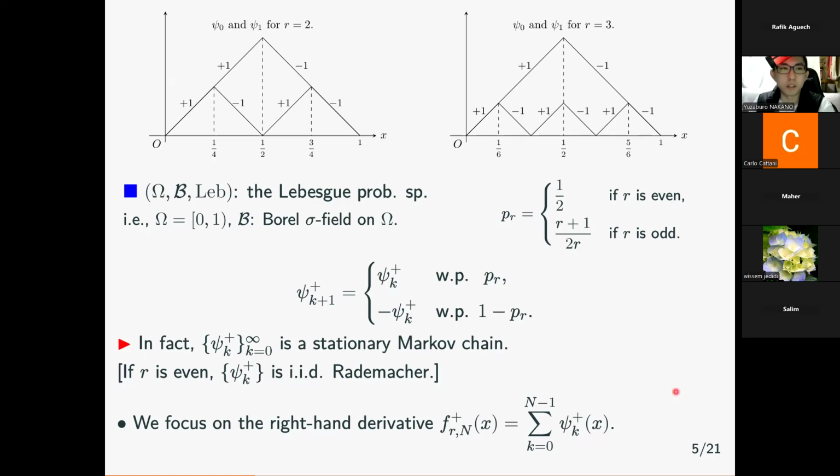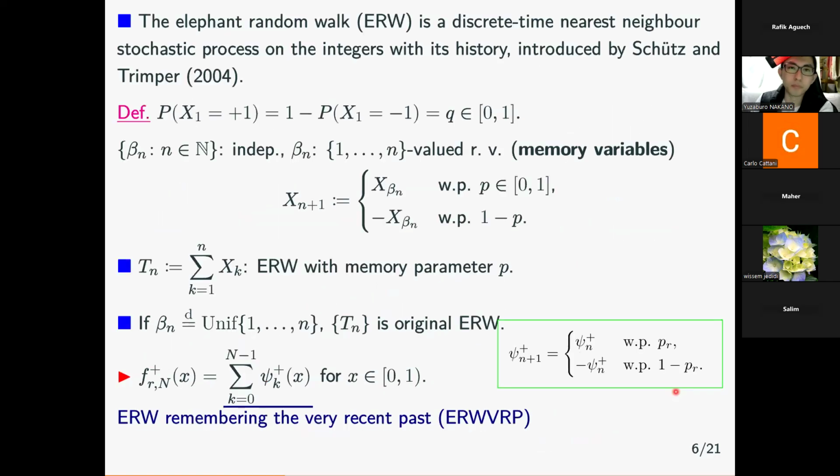And what is this process? It is good to see this process as an elephant random walk. The elephant random walk is a discrete time nearest neighbor stochastic process on the integers with its whole or restricted history, introduced by Schütz and Trimper in 2004.